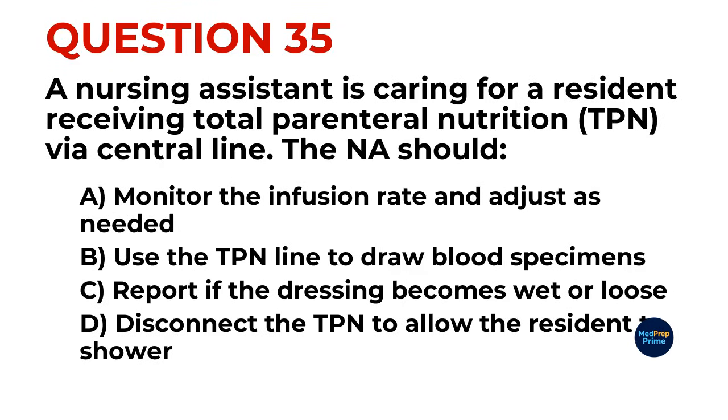A nursing assistant is caring for a resident receiving total parenteral nutrition, TPN, via central line. The NA should, Option A, monitor the infusion rate and adjust as needed. Option B, use the TPN line to draw blood specimens. Option C, report if the dressing becomes wet or loose. Option D, disconnect the TPN to allow the resident to shower.